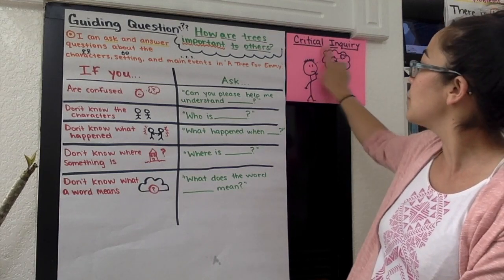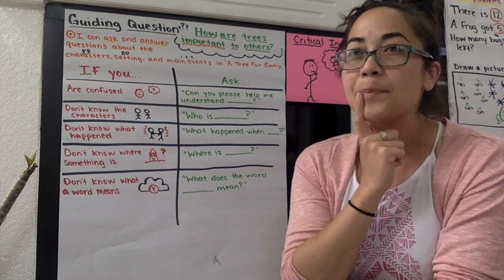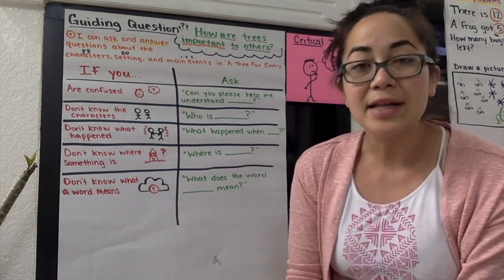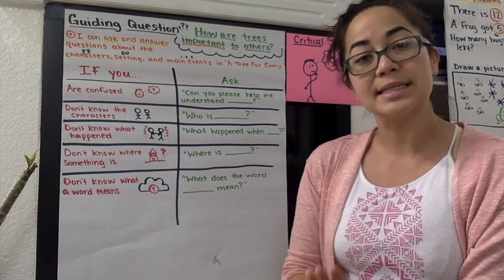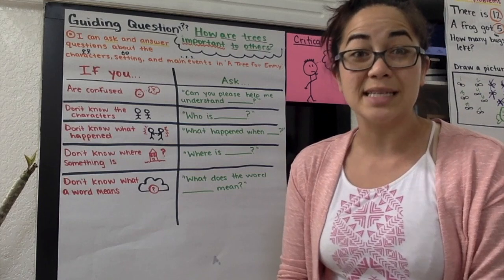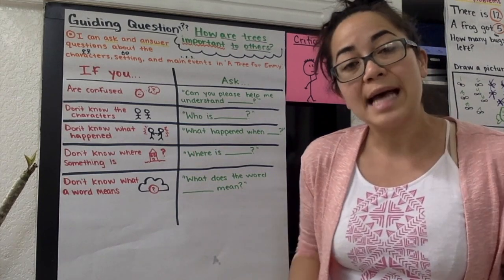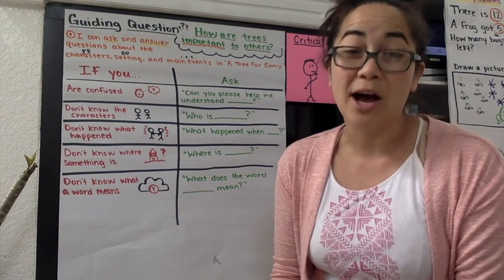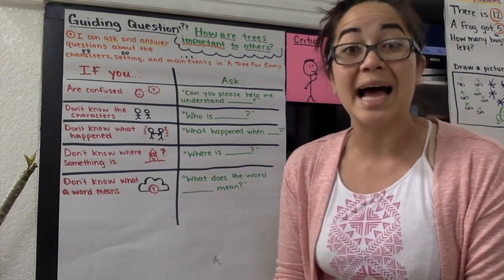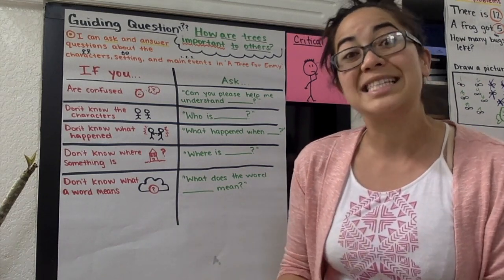It's called critical inquiry. And remember, critical inquiry is when we stop and we think about our thinking. And that's really helpful for us because when we stop and we think about what's going on in our head, sometimes we can see, does this make sense? Do I know what's happening? Do I need help understanding? And if we think about that, that helps us to be able to ask for help or ask for somebody to explain things to us.